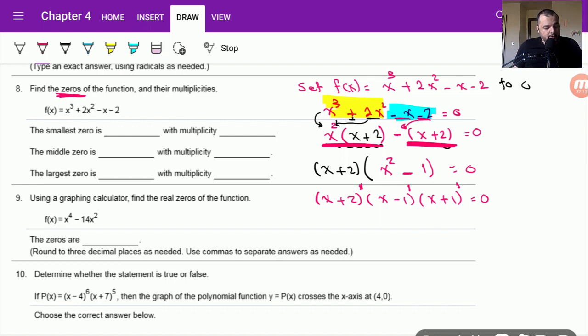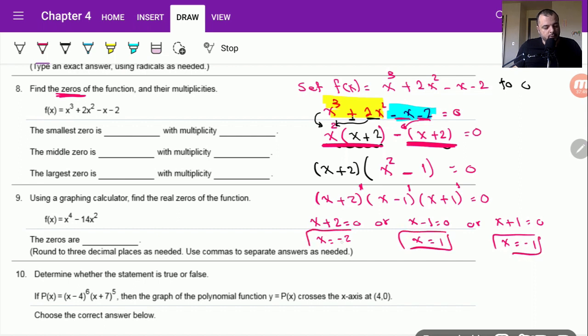And how do we find the zeros? Use the zero property again, because the first factor times the second factor times the third factor is equal to 0. Then equate the first one to 0: x plus 2 is equal to 0, or x minus 1 is equal to 0, or x plus 1 is equal to 0. Then solve the first one for x, you get x is equal to negative 2. The second one, x is equal to 1. The third one, x is equal to negative 1. Which one is the smallest? Negative 2. Which one is in the middle? Negative 1. The largest, 1.